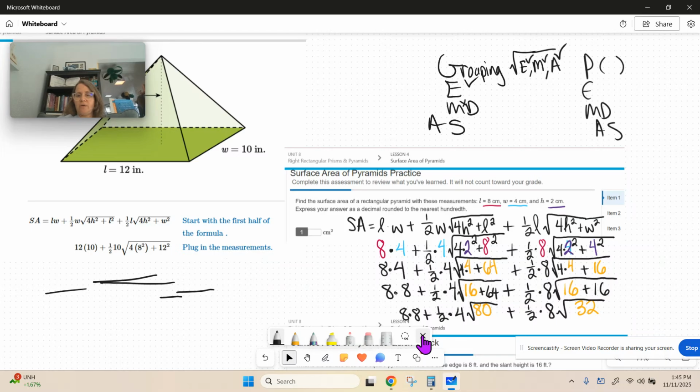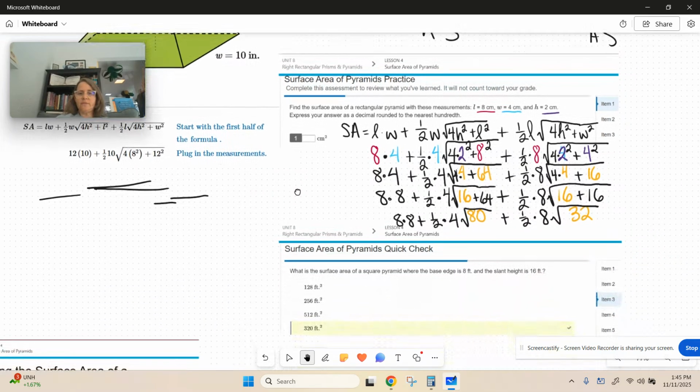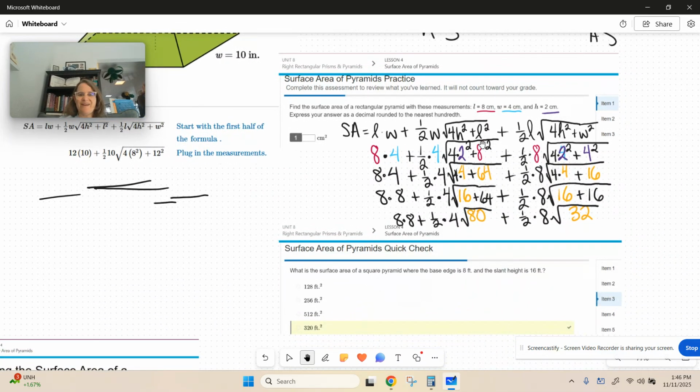I'm going to use a calculator for some of it, but not all of it. Like 8 times 8, I can do that one in my head. That's 64. A half times 4, I can do that one in my head. Half of 4 is 8. So now I have 64 here. I have 8 root 80. And then half of 8 again is 4.